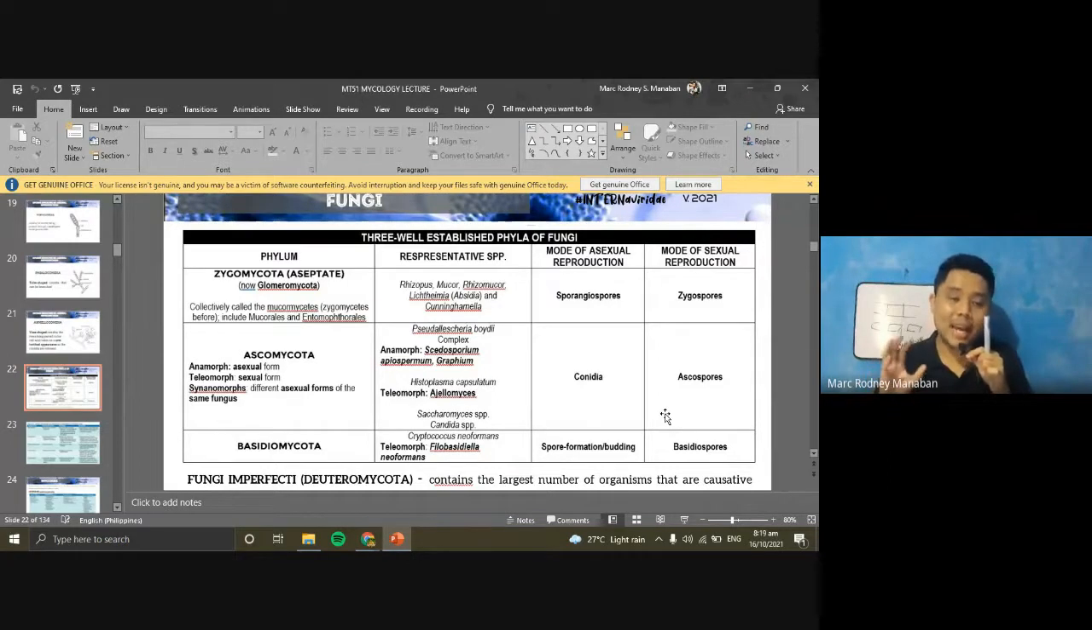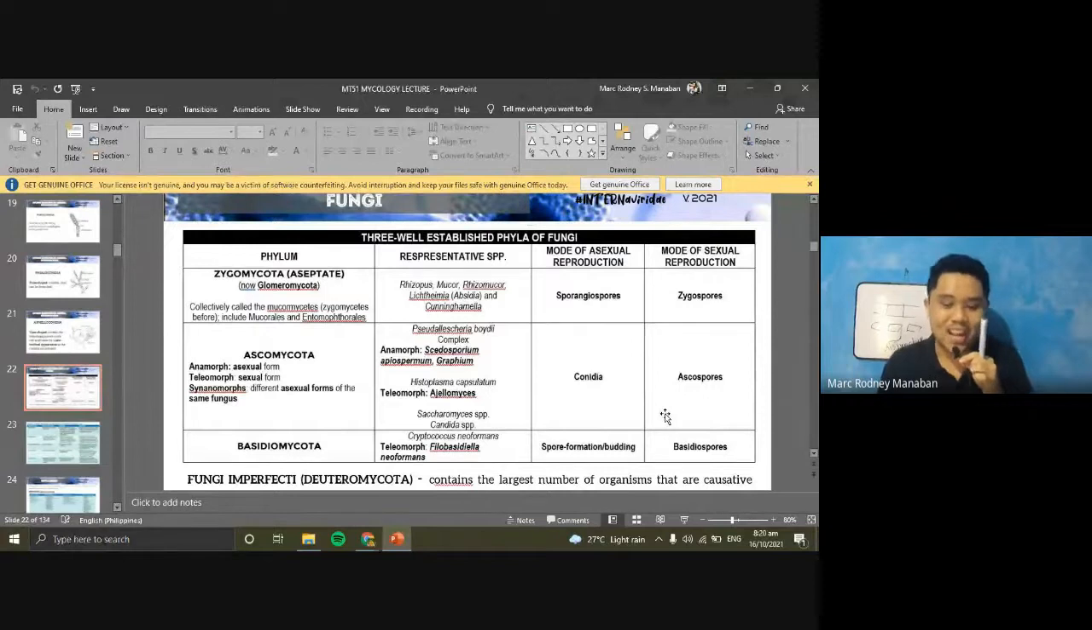Basta, if the teleomorph, or a fungus, has two or more asexual stages, then these are known as synanamorphs. But the individual form is known as an anamorph. I hope you got this. The teleomorph is the sexual form of the fungi. The anamorph is the asexual. And the synanamorphs are the different asexual forms of the same fungus. So if you have more than one anamorph, it is called synanamorphs.